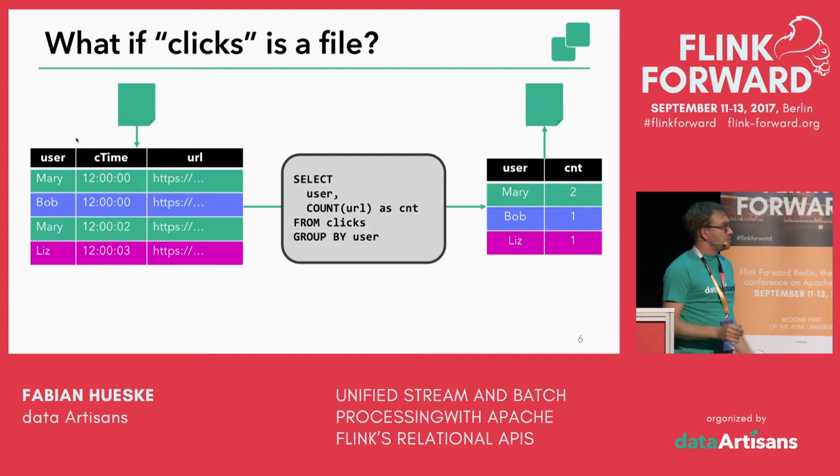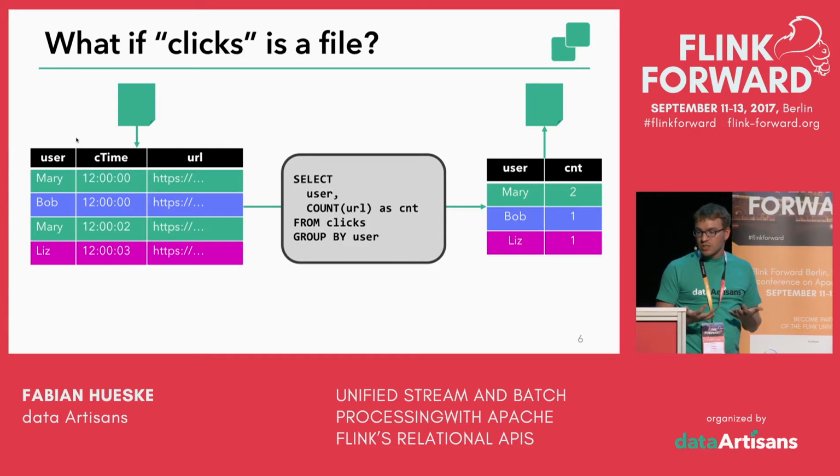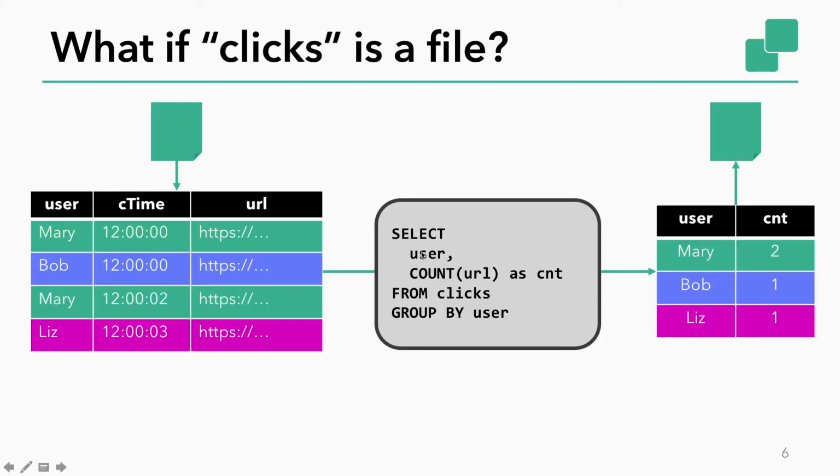So how does it work if clicks would be a table? This is fairly simple, basically exactly as you would expect it to happen. So we have this example table here. We have 4 rows here. 2 of the users occur twice. So in this case, Mary occurs twice. Bob has 1 entry, and Liz has another one. So if we apply this group by user count URL query here, we get a count of 2 for Mary, Bob 1, and Liz 1.